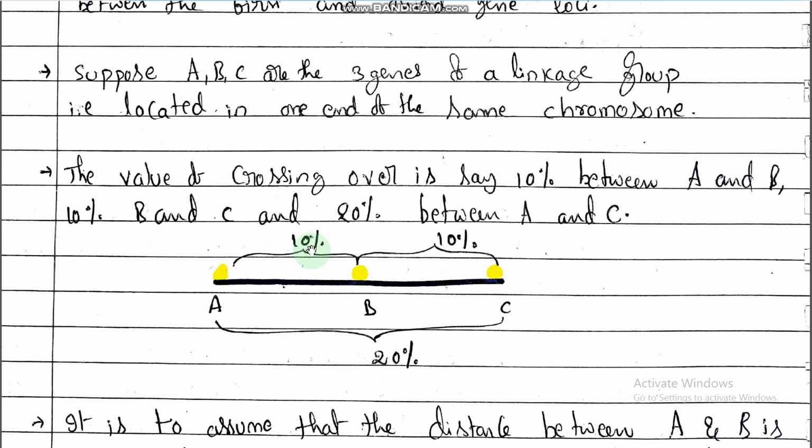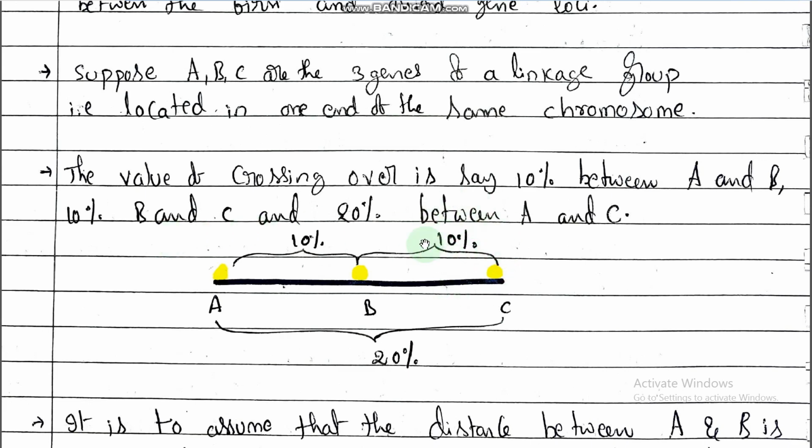The crossing over 10% means what? 1% recombination is equal to 1 map unit. 1% crossing over is equal to 1 map unit. So 10% crossing over or 10% recombination means how many map units? 10 map units. The distance between A and B, 10% crossing over, means 10 map units. As like that, the distance between B and C, how much? 10% given. So 10% recombination means 10 map units.